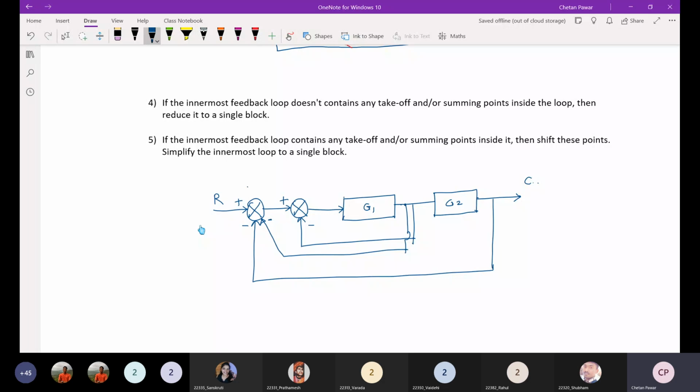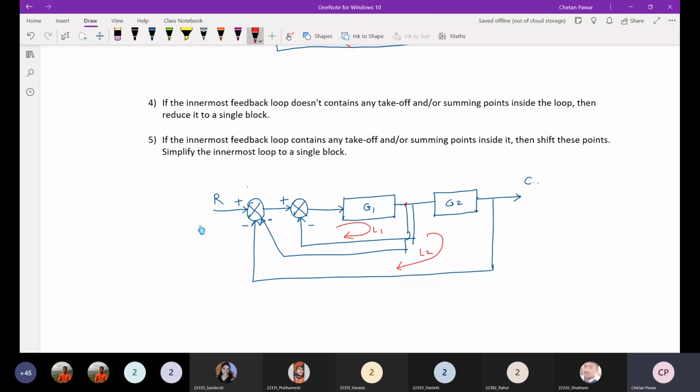Okay, now what they are saying: if the innermost feedback loop contains any takeoff or summing point inside it. Now this is the inner loop, the inner loop feedback, this one. Your voice is breaking. Okay, now I am audible? I am audible properly? Yes, sir. Okay, thank you.